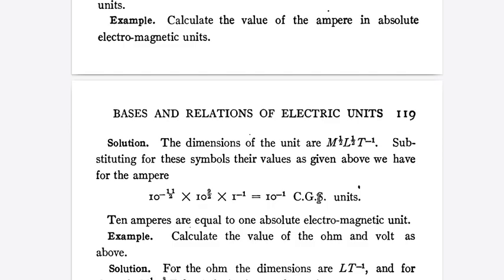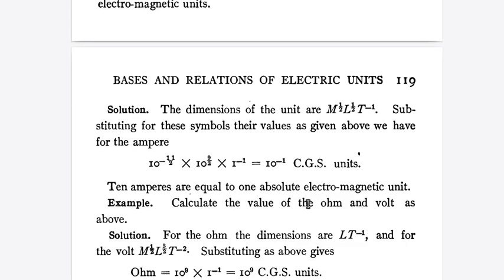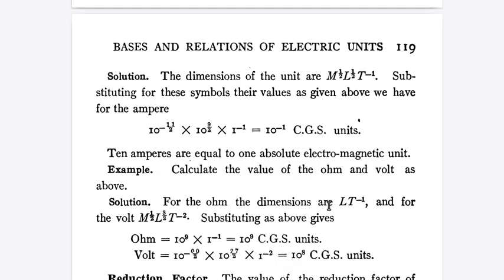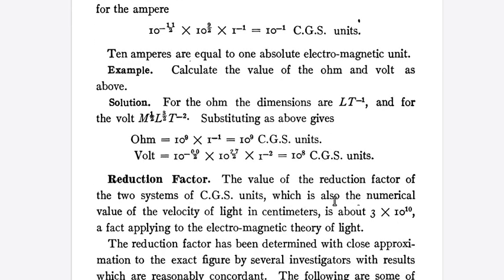Solution. The dimensions of the unit are mass to the 1/2 power, length to the 1/2 power, and time to the power of -1. Substituting for these symbols their values as given above, we have for the ampere, 10 raised to the power of -11 over 2, multiplied by 10 raised to the power of 9 over 2, multiplied by time raised to the power of -1, equals 1 multiplied by 10 raised to the power of -1 CGS units. 10 amperes are equal to 1 absolute electromagnetic unit. Example, calculate the value of the ohm and volt as above.